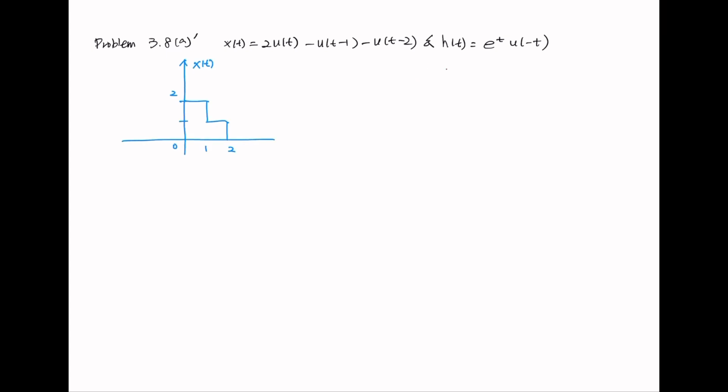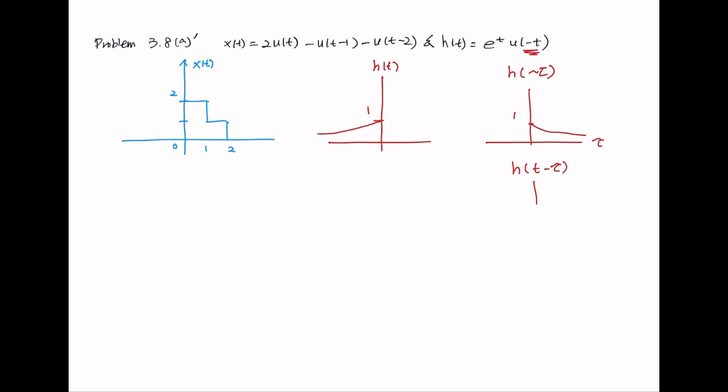Now h of t, we can grab h of t. This is e to the t, but we want a negative side only, so it's this. Now h of negative tau is gonna be this, and then h of t minus tau, this is t, and the graph is t, e to the t minus tau. We need to be careful to write e to the t minus tau because this is now the impulse response h of t, and we converted h of t into h of t minus tau. Your expression should be now e to the t minus tau.